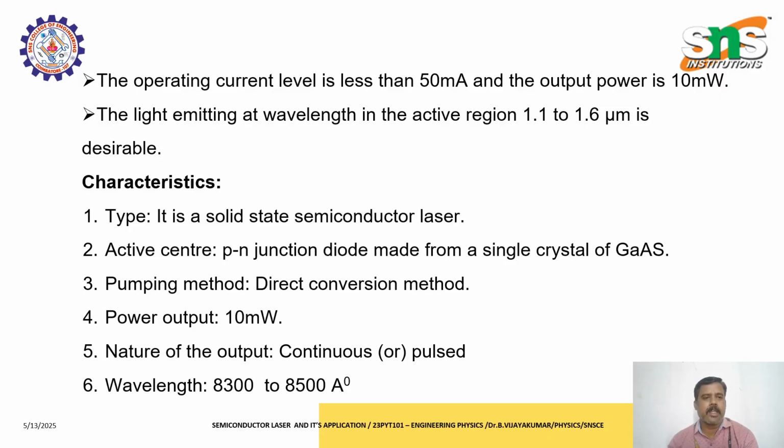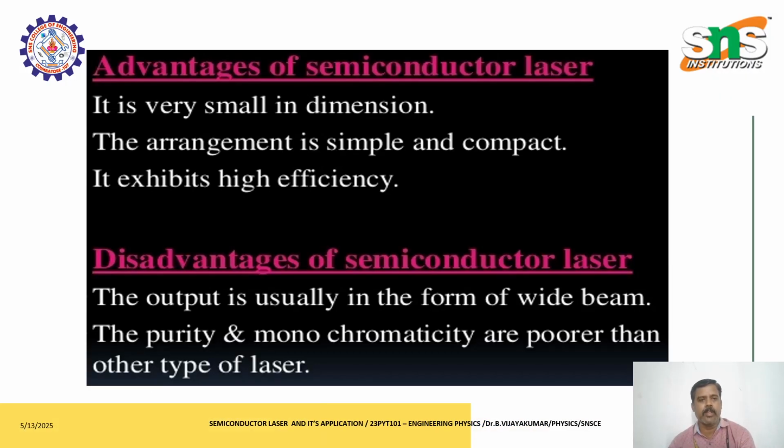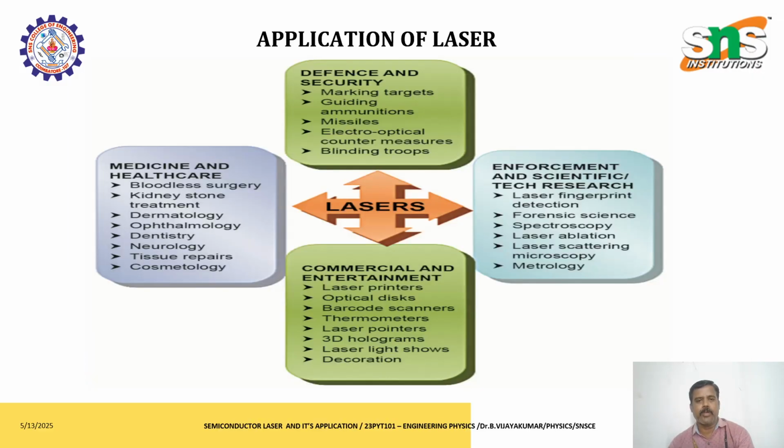These are the characteristics of the semiconductor laser: type, active center, pumping method, power output, nature of output, and wavelength. Then the advantages and disadvantages: it is very small in dimension, the arrangement is simple, and it exhibits high efficiency. The output is usually in the form of a wide beam, and purity and monochromaticity are poor. The applications are defense and security, medicine and healthcare, commercial and entertainment, and law enforcement and scientific research.